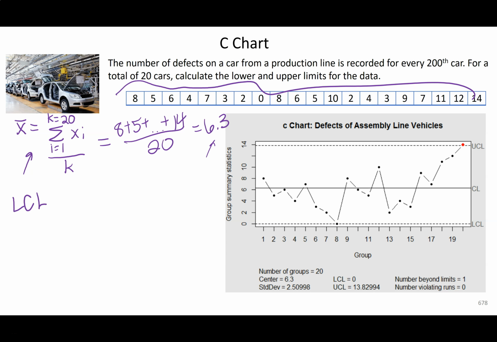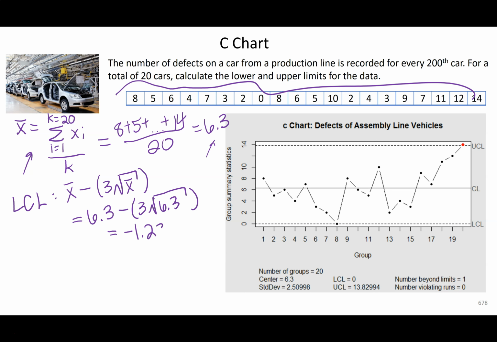So my lower control limit is going to be x bar minus 3 times the square root of x bar. It's going to be 6.3 minus 3 times the square root of 6.3. So I'm going to get negative 1.23. Remember, these are counts. You can't have negative counts, so use a lower control limit equal to 0. You can even see that's what they did here. They cut it off at 0.